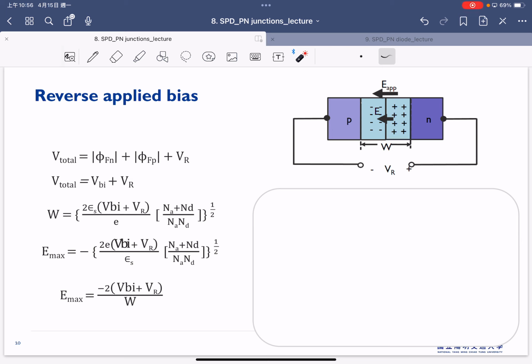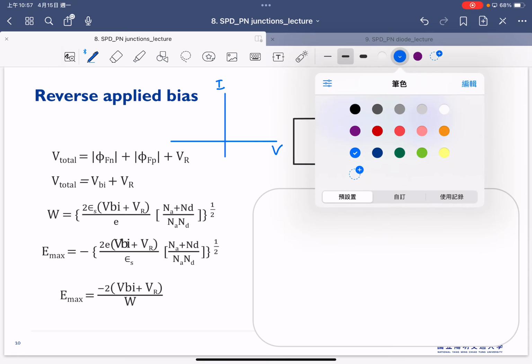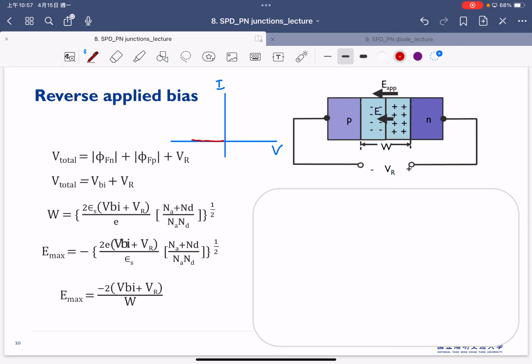Okay, so since we finished the zero bias, now we will be interested in knowing the case under different biases. In the typical diode, after the PN junction, we'll talk about the PN diode. In the typical operation of a diode, we can also try to understand the electrical characteristic using the typical IV. If we look at the IV characteristic, current versus voltage, we will be interested in knowing, if we apply bias in this region, what the band diagram will look like.